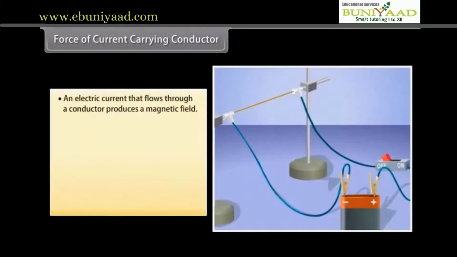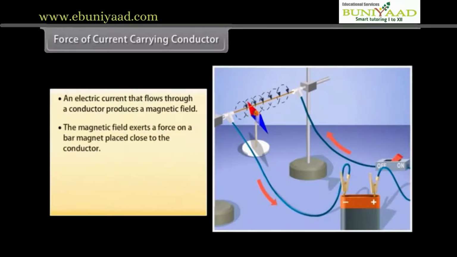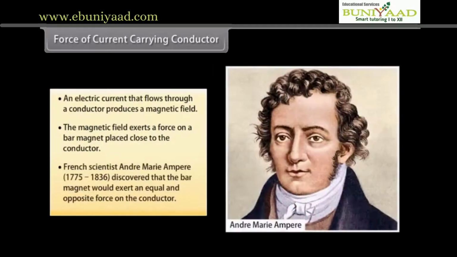Force of a current-carrying conductor. We have seen that an electric current that flows through a conductor produces a magnetic field. The magnetic field so produced exerts a force on a bar magnet placed close to the conductor. French scientist André-Marie Ampère, 1775 to 1836, discovered that the bar magnet would also exert an equal and opposite force on the conductor.